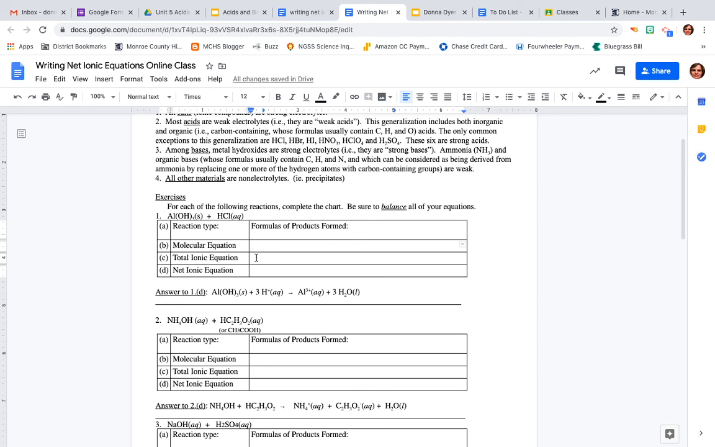Then you've got to do the complete or total ionic equation, where you break all of the strong electrolytes, that's your strong acids, your strong bases, and your salt, into the ions that make it up, and then get this net ionic equation. And this is the answer that you should get once you have marked out the spectator ions. Those are the ions on both sides of the arrow of the total or complete ionic equation. So, please let me know if you have any questions.